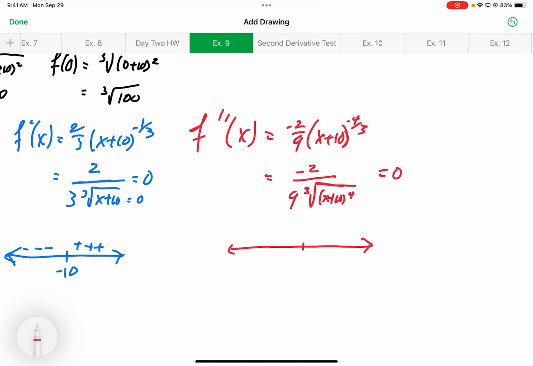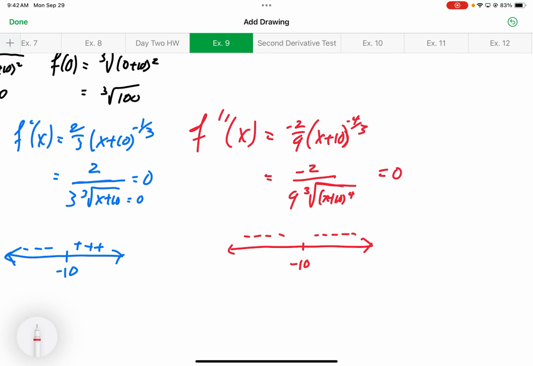So again, I do the number lines that you guys love so much, and we plug it in. Now, if I plug in negative 11, I would have negative 11 plus 10, which is negative 1. But then I would raise it to the 4th power. So it'd be positive 1. I would take the cubed root of that, still positive 1, multiply it by a 9, and then that all gets divided from negative 2. So negative 2 in my numerator. So what sign will I have? Negative. What about to the right of negative 10? Also negative. Very good.